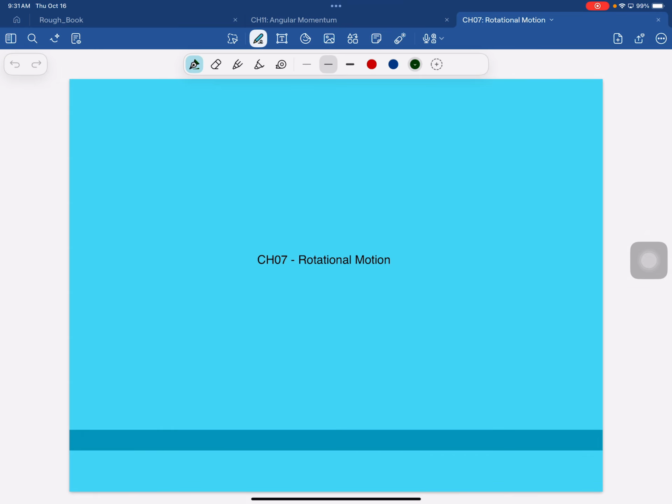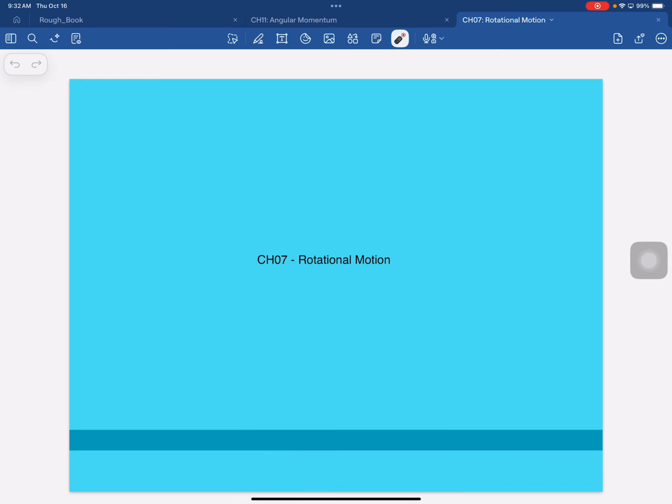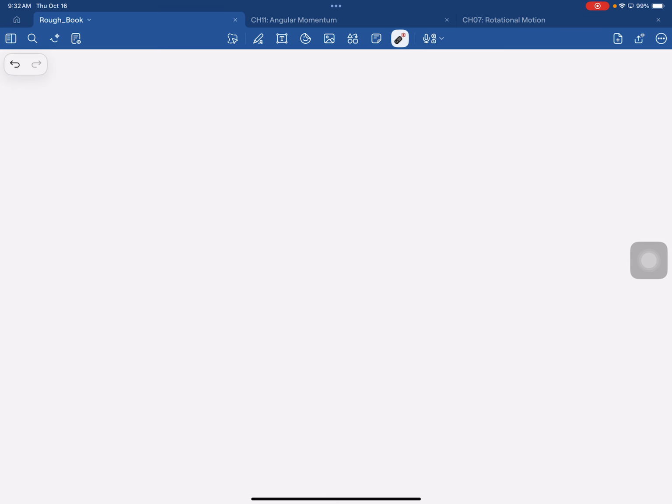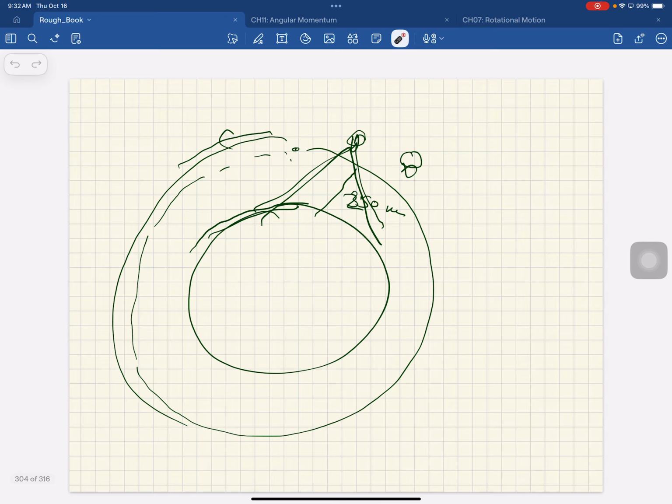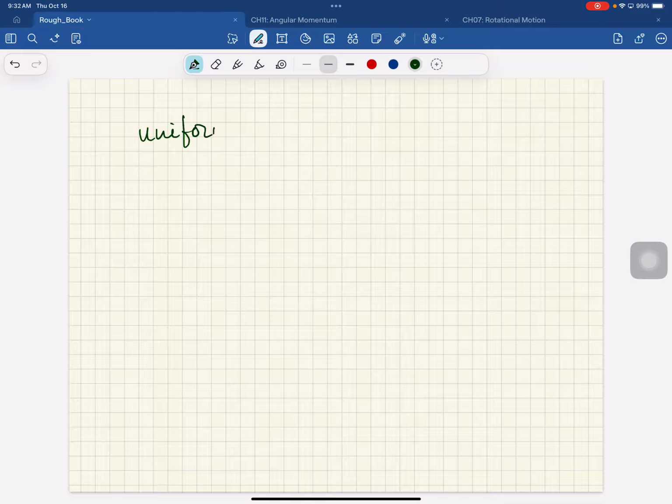Okay, so we are doing chapter 7 today. This is rotational motion. Before I get into the slides, let me do something that'll help you understand the chapter. What this chapter is about is the following. We'll be using some ideas from something called uniform circular motion.